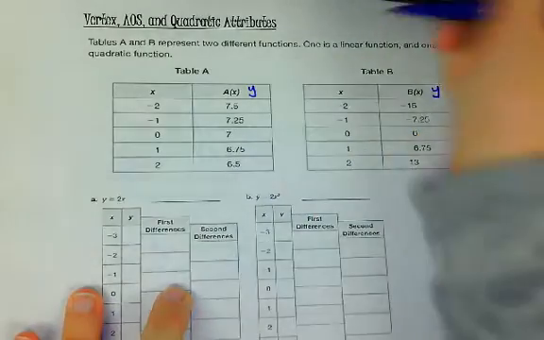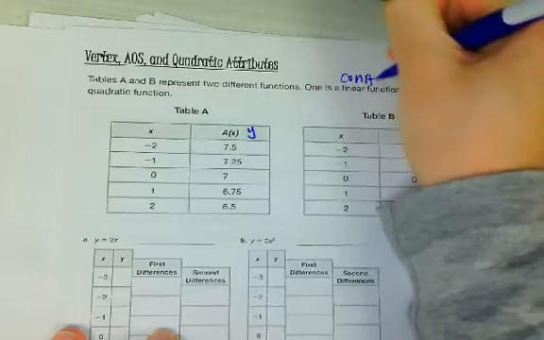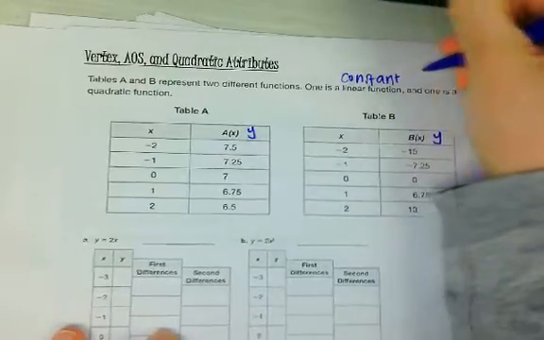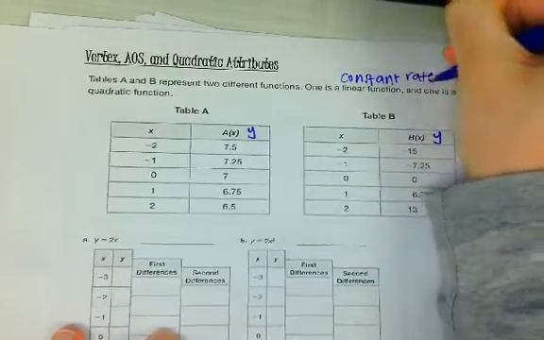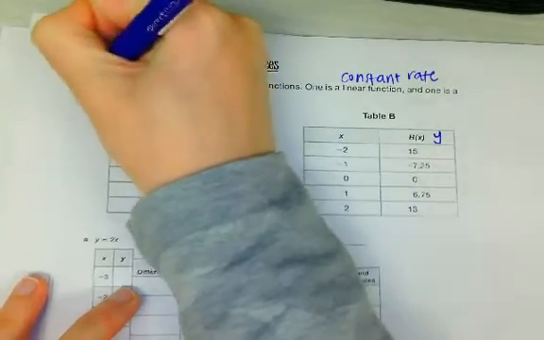Remember, that's just a fancy way to write y. And when we're looking for something linear, I want you to think about it's a line. It's going to have a constant rate. And if something is quadratic, then I know it's going to make a parabola, a U shape.